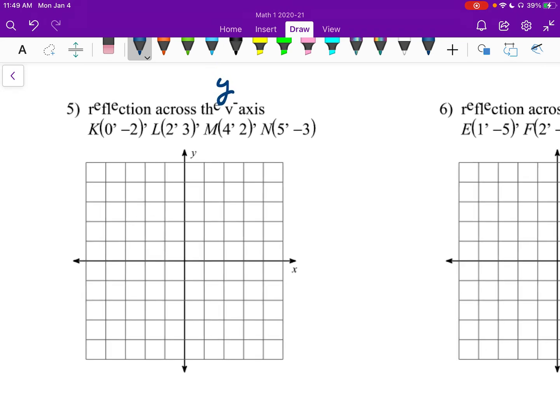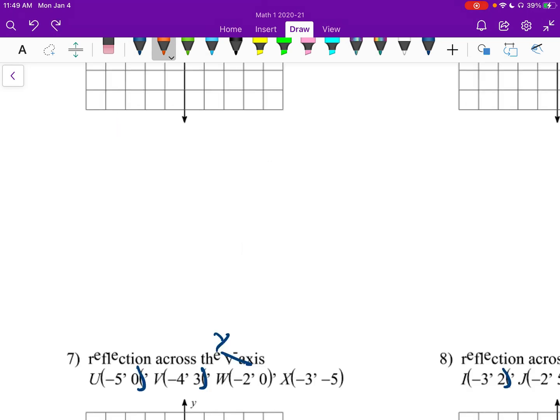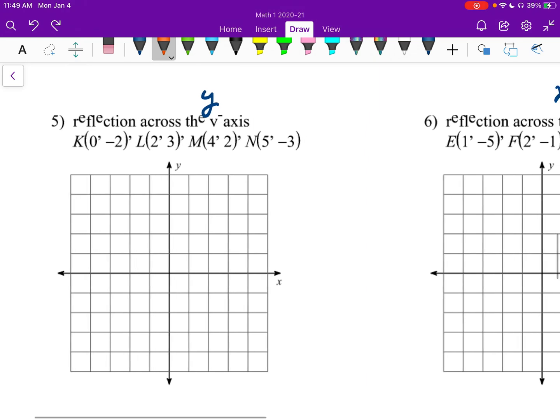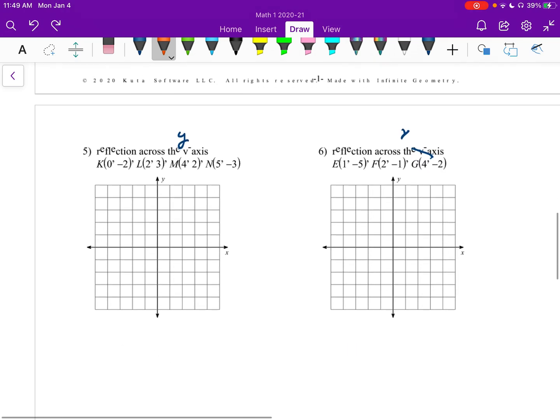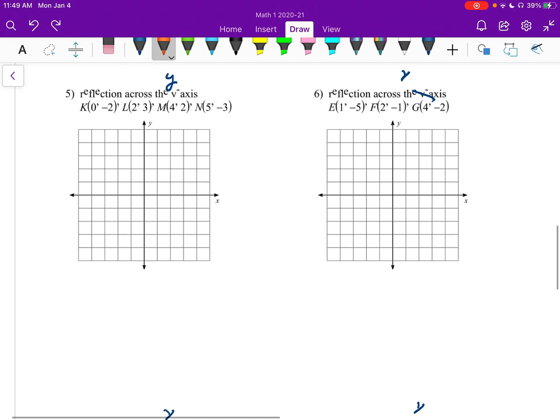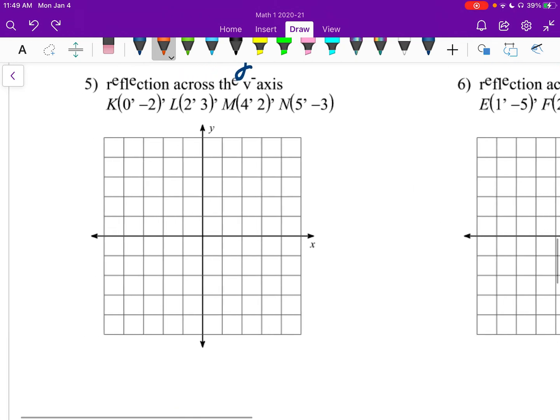We're reflecting on the y-axis, and there are our points. I don't know why they have little apostrophes there, but they do, and we're just going to deal with it. For the directions, what do the directions say? We're supposed to graph the image of the figure using the transformation given. So we don't care about the original, we just care about the new one.